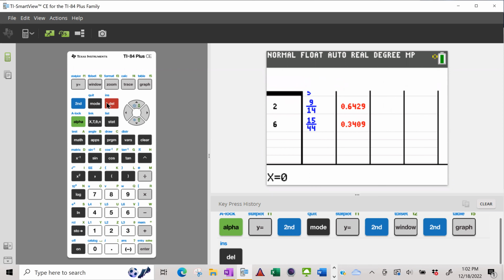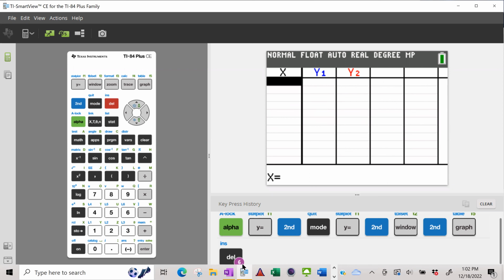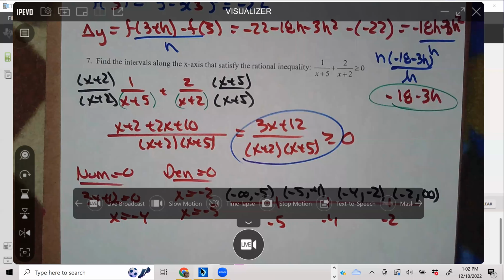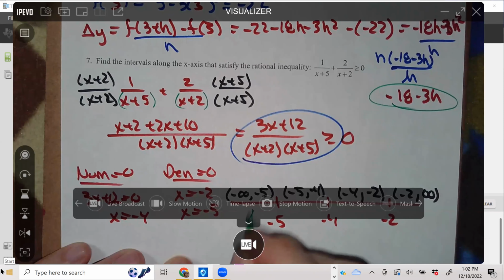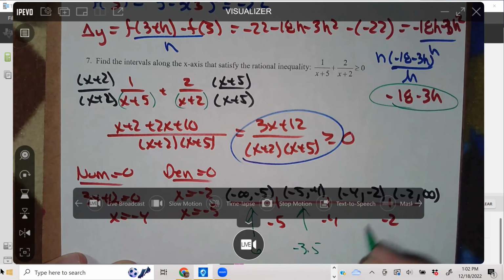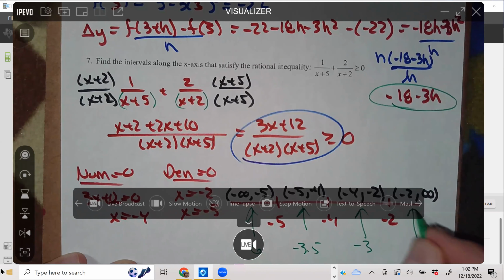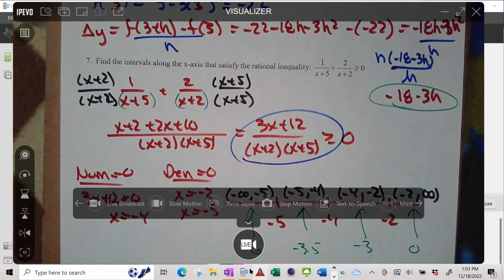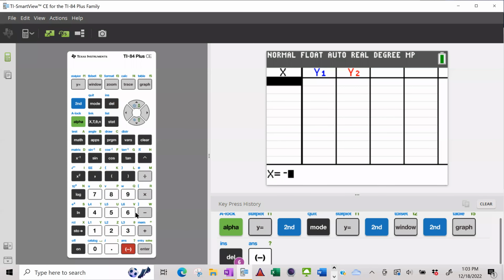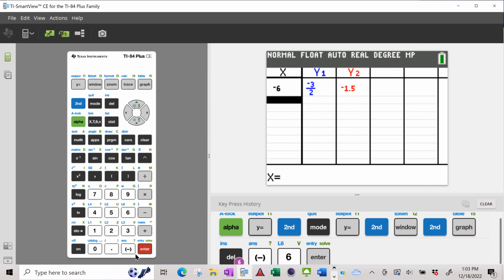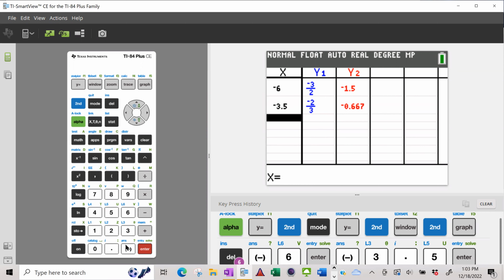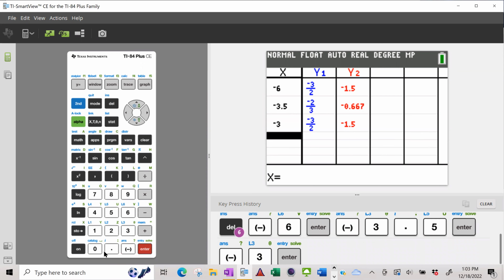Let me delete all the points here. I need my new test points. Let's see what those should be. I need points inside each interval. So that would be points like this one, -6, -3.5, -3, and 0. So those would be good test points. Let's plug them into our graphing calculator. -6, -3.5, -3, and 0.